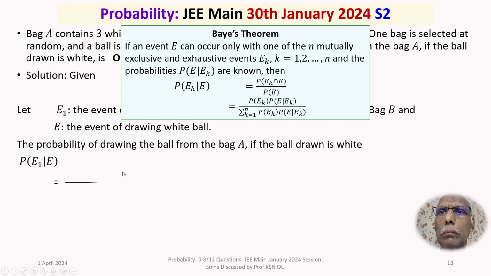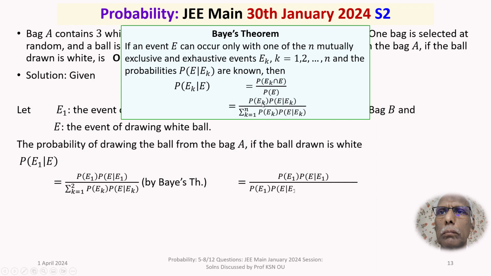Apply this here. Probability of Ek is our E1. Probability of E1 multiplied by probability of E given E1, that is the numerator, by sigma k equal to 1 to n, which is 2 only. Probability of Ek multiplied by probability of E given Ek, direct use of the Bayes theorem. Let us see once again, probability of E1 multiplied by probability of E given E1 by expand this, k equal to 1, k equal to 2.